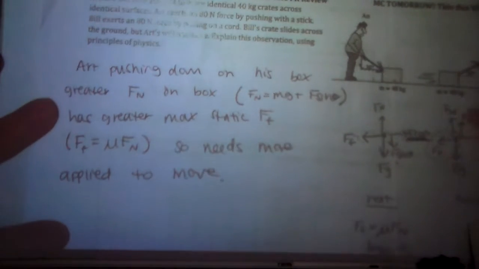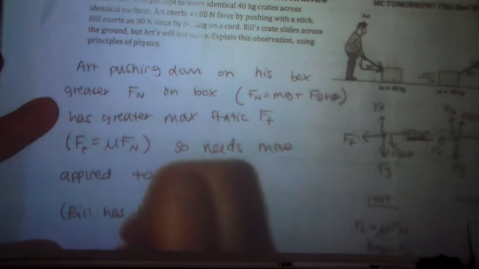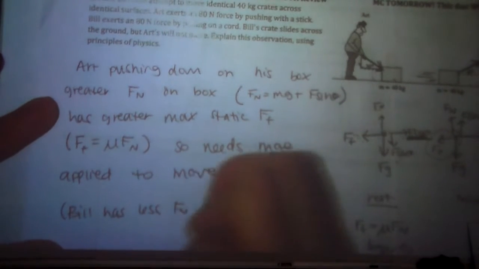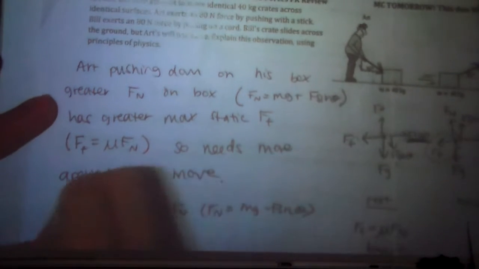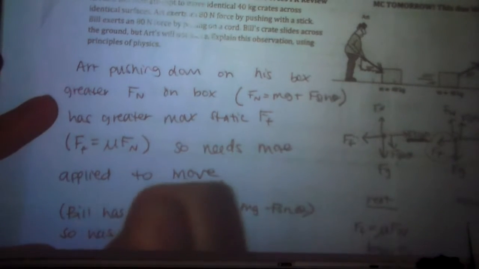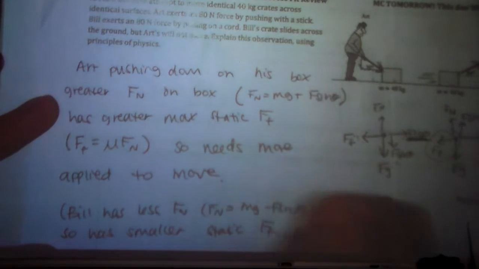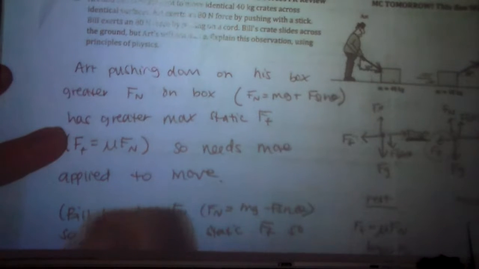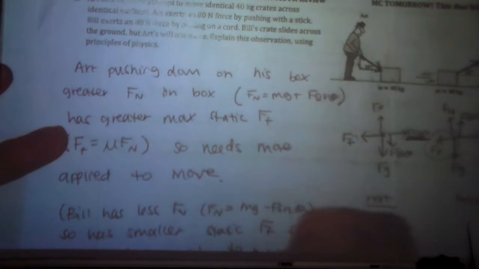And then you can say the opposite about Bill, right? Bill has less Fn, because Fn here would be mg minus F sine. So it has a smaller static friction force, so the F cosine is enough to move it.